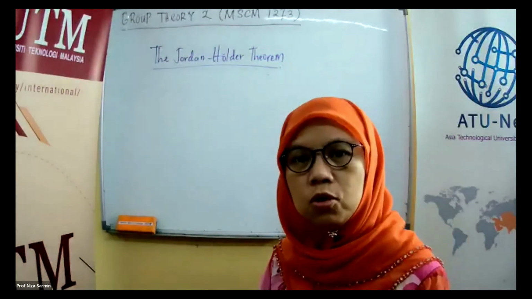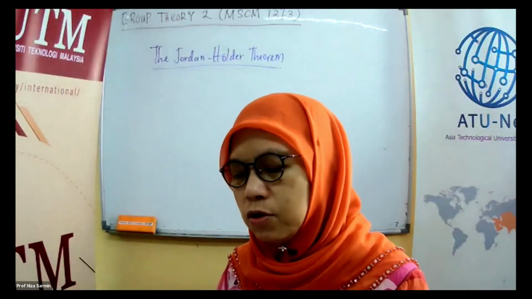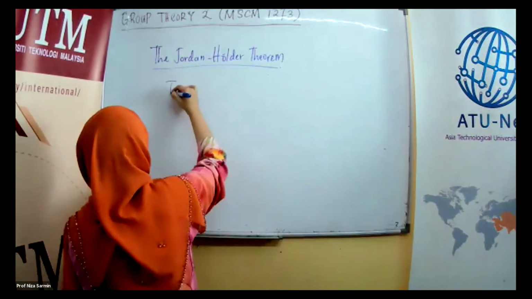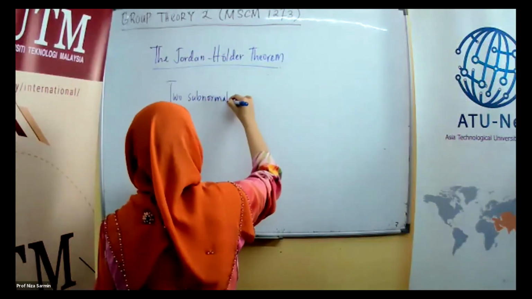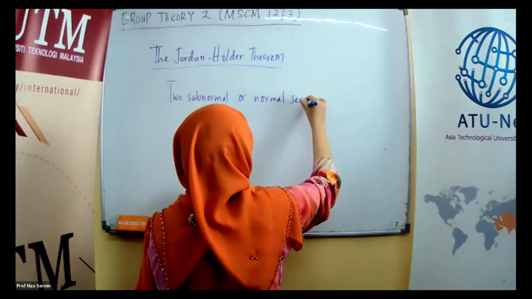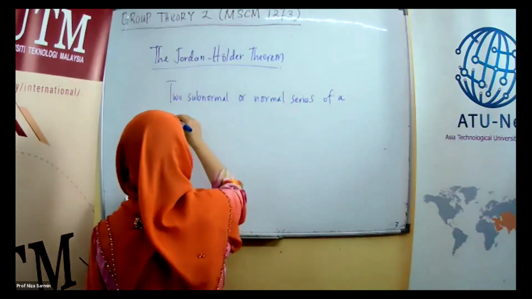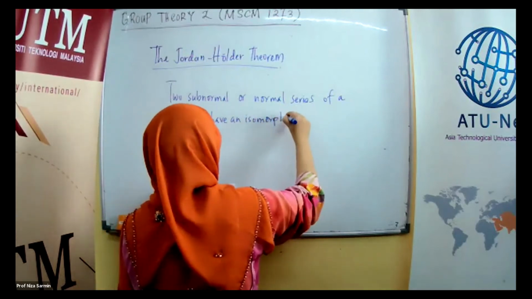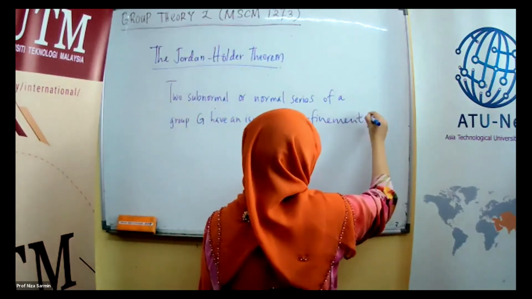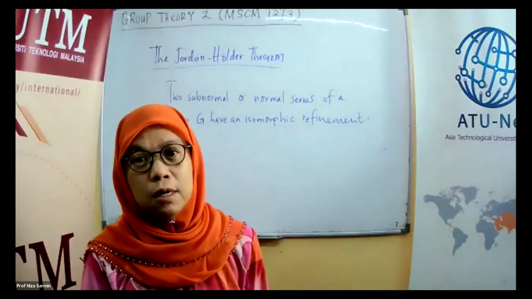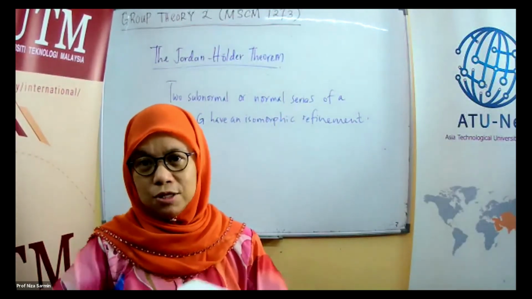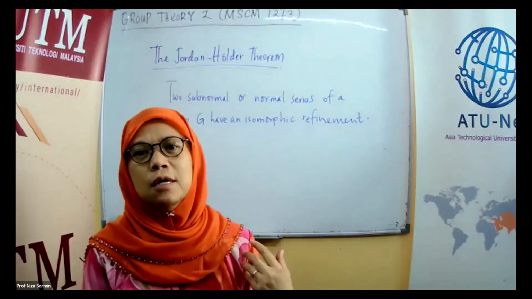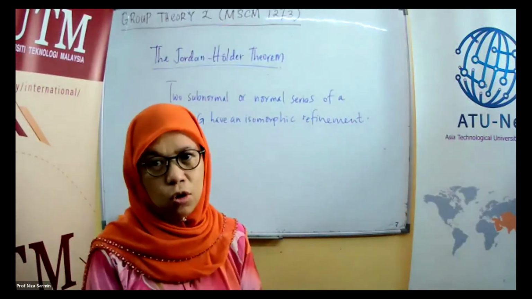Okay. Any two subnormal or normal series of a group G have an isomorphic refinement. If you remember what refinement means, you have a larger one that covers up the old one. The shorter one is contained in the longer one, refinement, right?